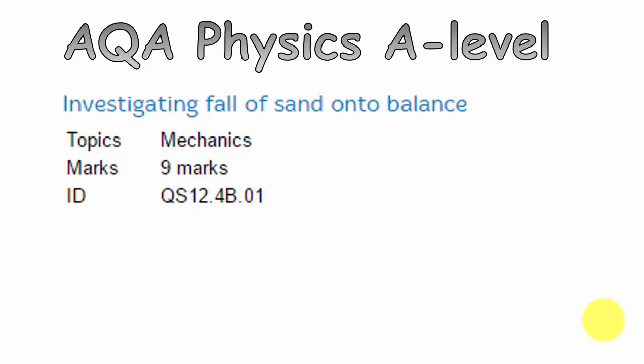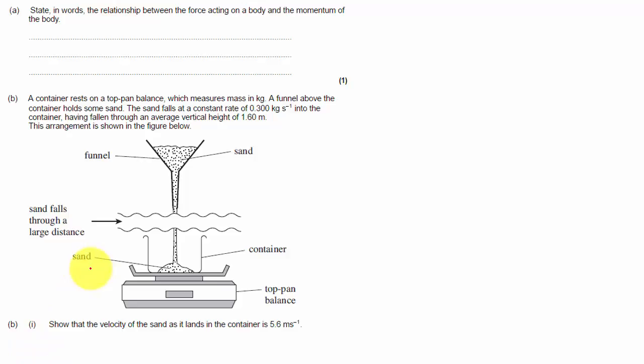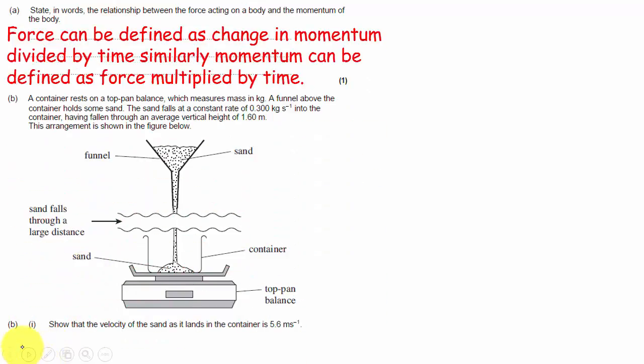Okay, so let's have a look at this AQA Physics A-level question. It's a momentum question in the mechanics topic. State in words the relationship between force acting on a body and the momentum of the body. Alright, so I've actually just pre-written this one. Basically, I'll do it as an equation, right?